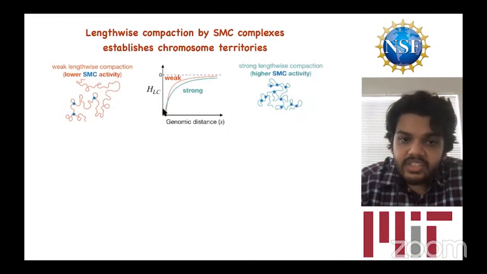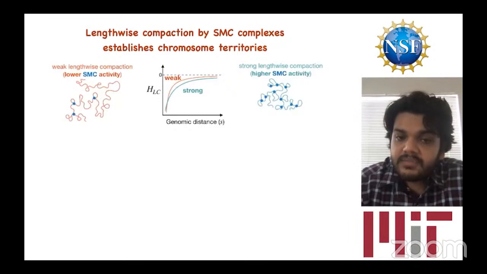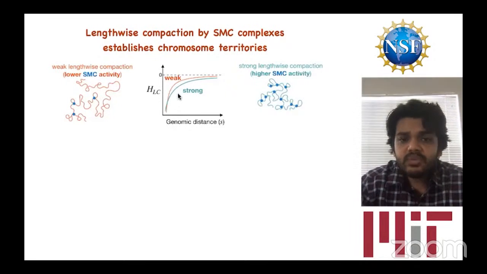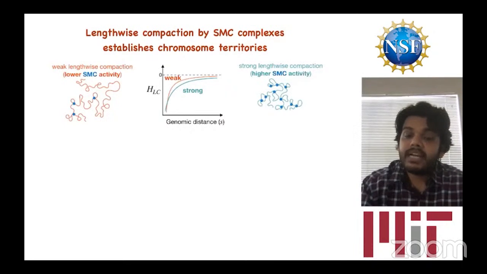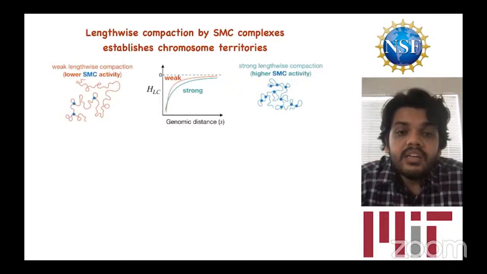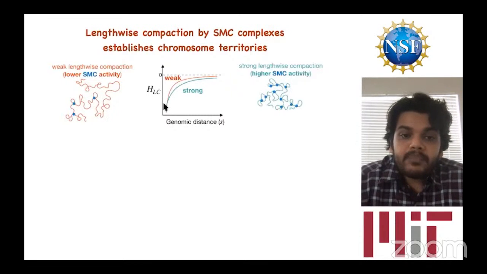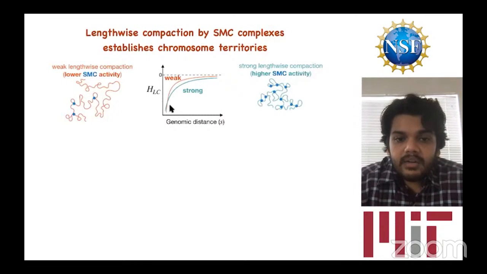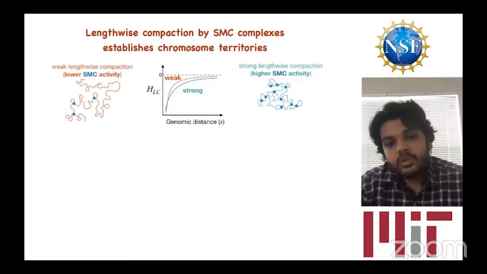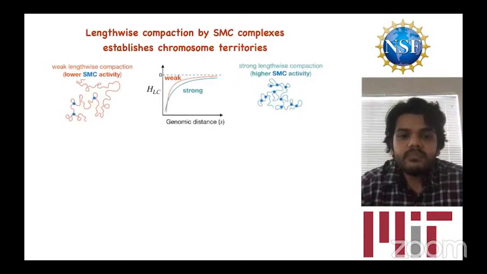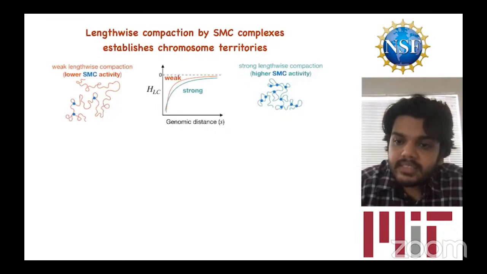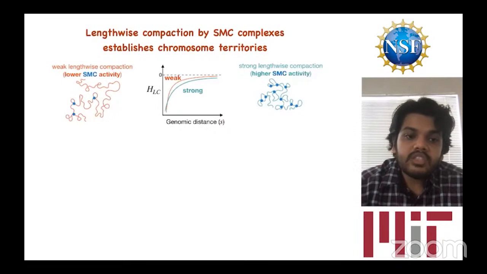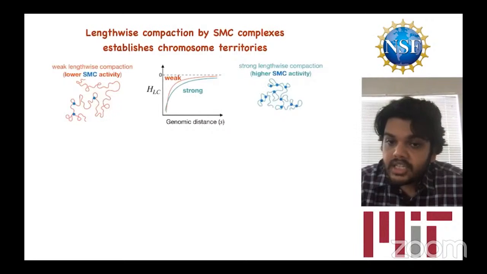So this is the interaction energy as a function of the genomic distance. You see two curves. One corresponds to a weak lengthwise compaction and one to a strong lengthwise compaction, which are the cyan curve and the red, respectively. The generic form of the potential is that it decreases as you go along the genomic contour, which translates into the fact that if you have SMC complexes that are extruding loops, smaller loops are going to be more stable than larger loops.